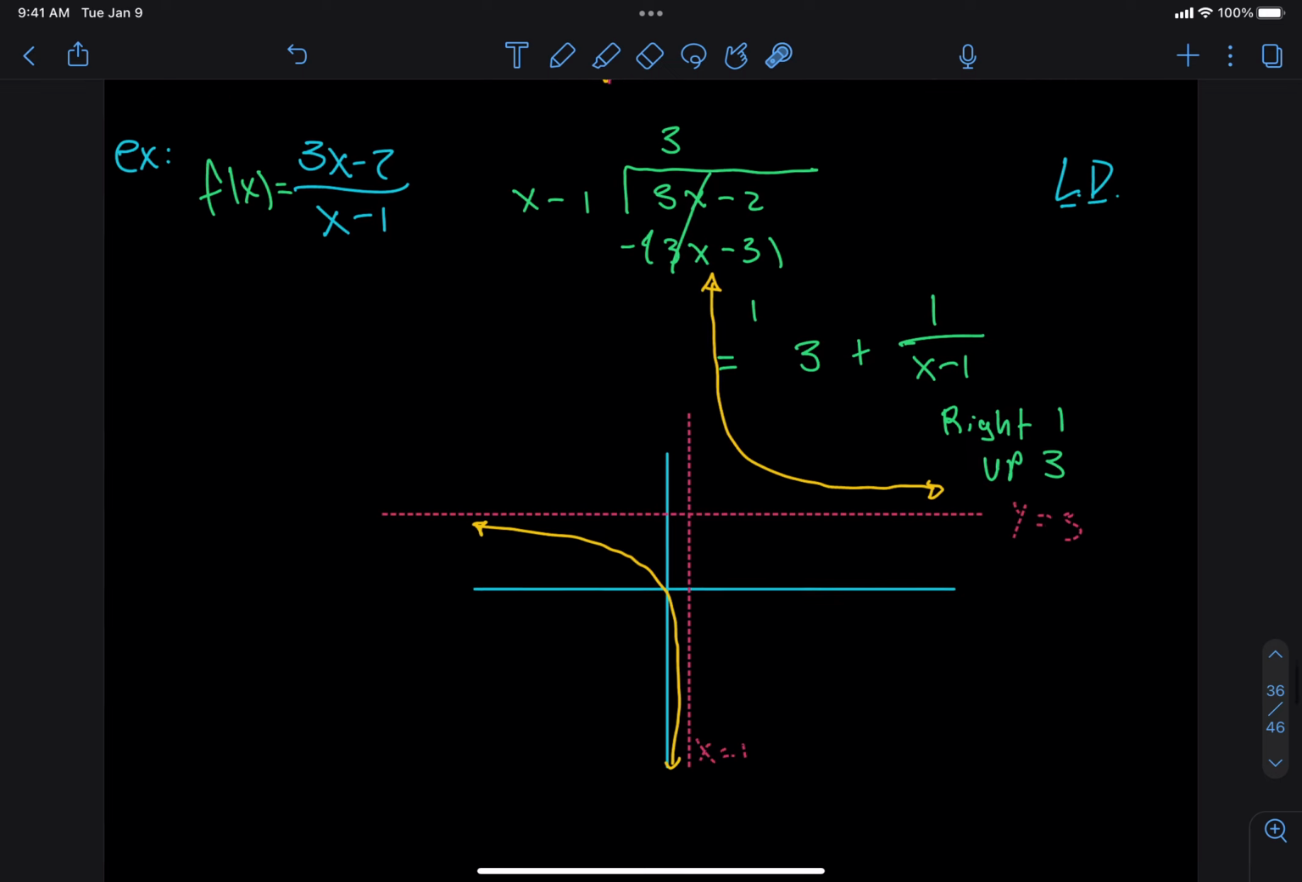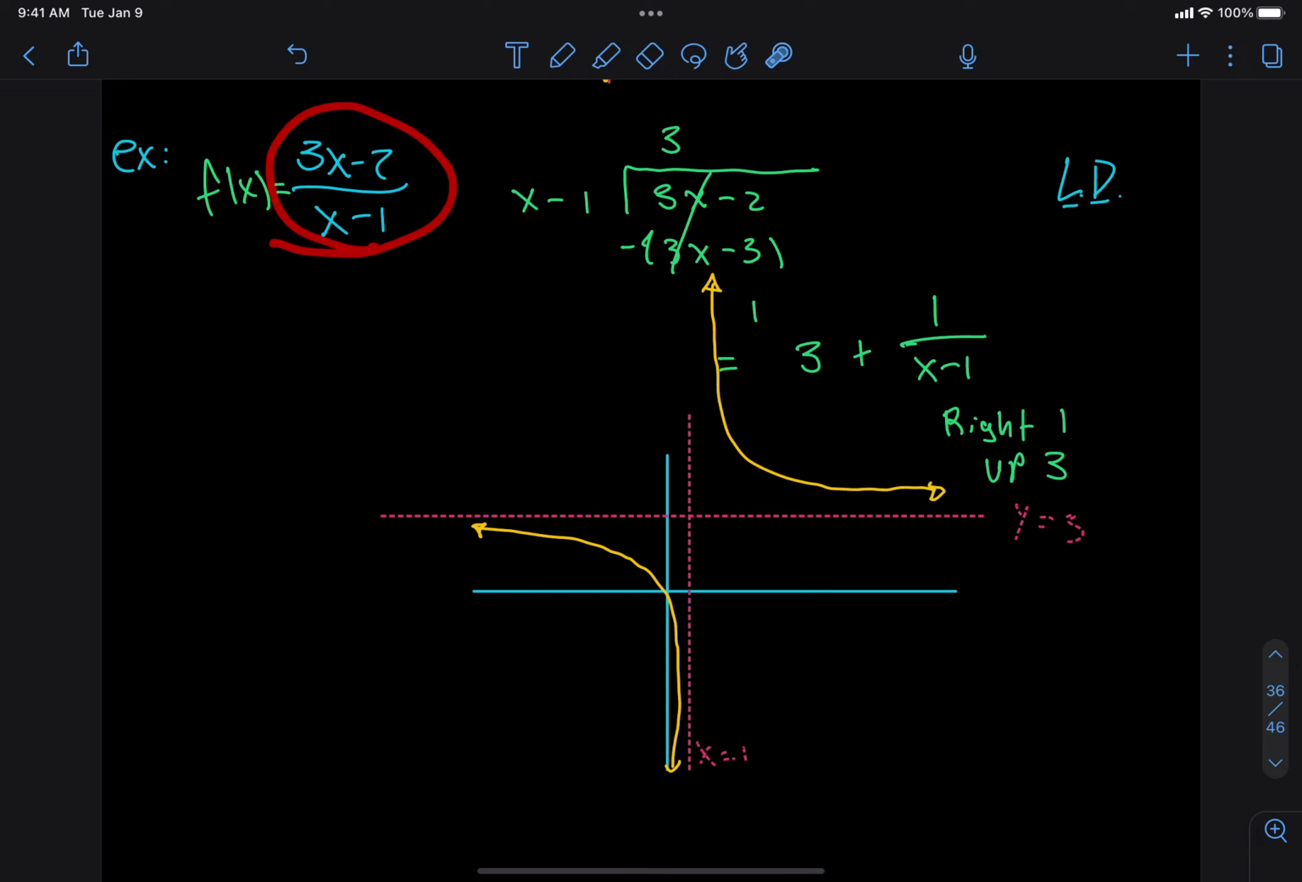And then we had a more complicated one where we saw this weird-looking function, and we thought initially that that doesn't seem like a transformation of 1 over x, because I shouldn't have an x in the numerator and the denominator. But we saw if we used long division, we ended up with an equivalent function, 3 plus 1 over x minus 1, which is a transformation of 1 over x. It's the graph of 1 over x, but we shift to the right 1 because we're subtracting on the inside, and we shift up 3 because we're adding on the outside.